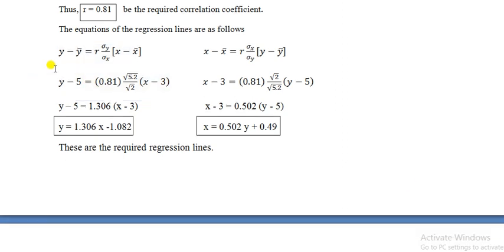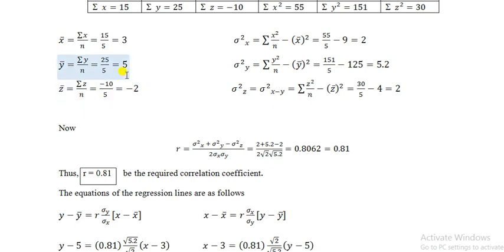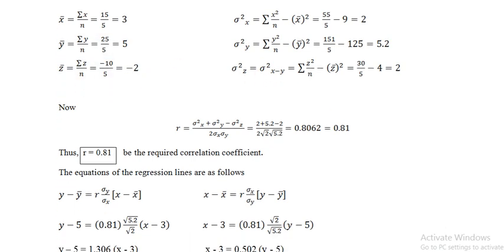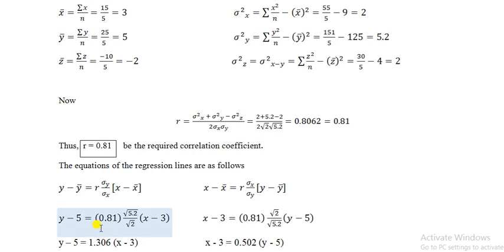So the formula for the regression line is y minus y bar equals r sigma y by sigma x, times x minus x bar. So y minus 5, since we already calculated the y bar value as 5. Then the r value is 0.81, sigma y and sigma x are square root of 5.2 and square root of 2, and x minus x bar is x minus 3. After simplifying these numbers, we get 1.306 into x minus 3.